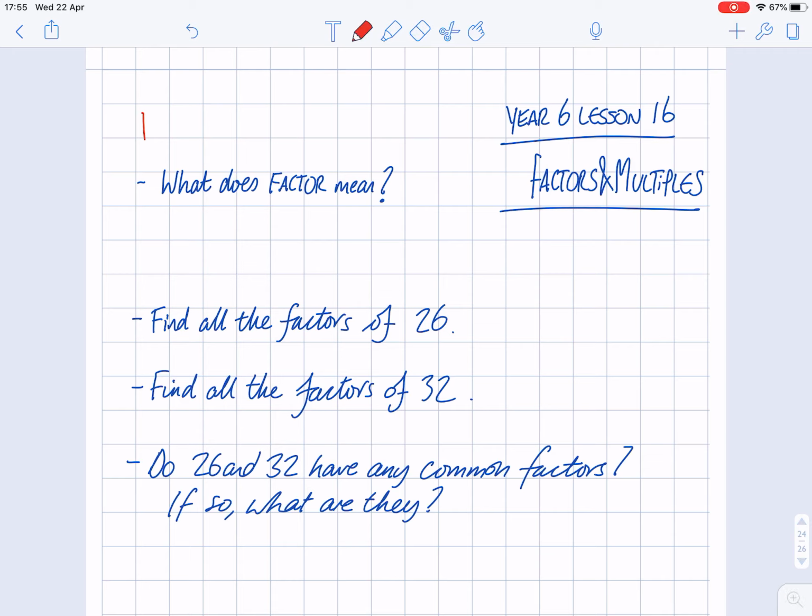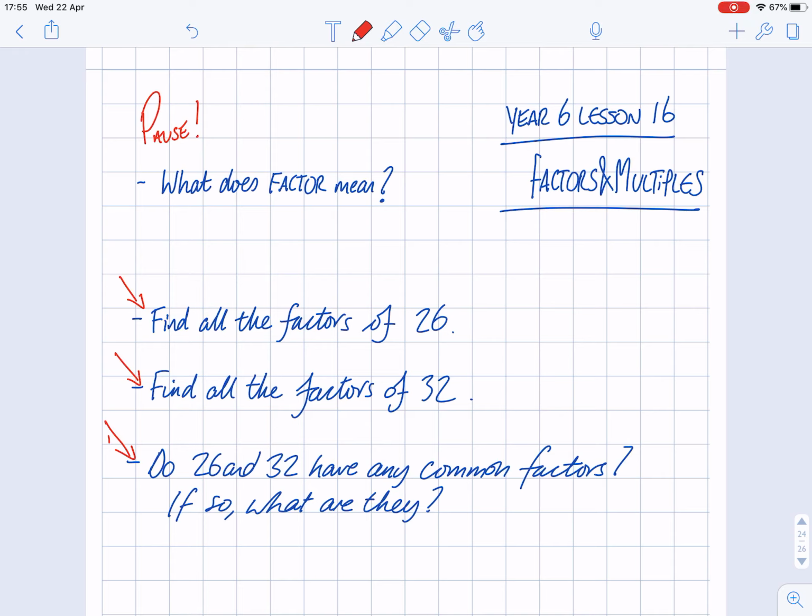So what I'm going to do now is pause the screen, and you've got these 3 problems. Find all the factors of 26, all the factors of 32, and then have they got any factors in common? Are there any factors of 26 and also 32? So pause now and have a go at those, please.